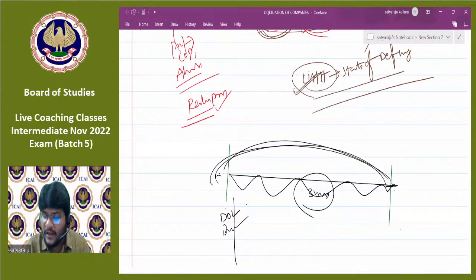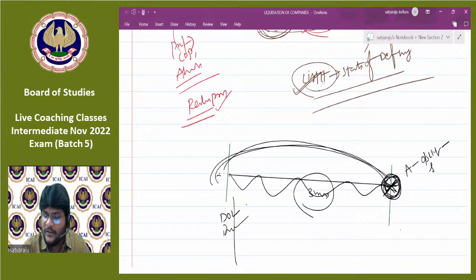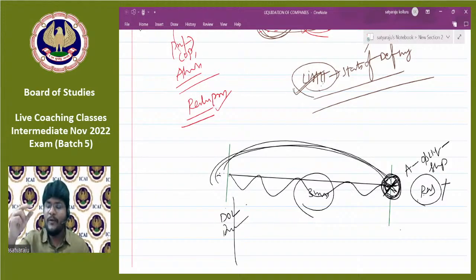That means from here, what I need to check first, as on this date, is whether you have accumulated profits or accumulated losses. As on this date, you need to check assets minus outside liabilities minus share capital. Then what you will get? Reserves and surplus. If such reserves and surplus is positive, you can take it as a profit. If it is negative, you can take it as a loss, which is the base point.